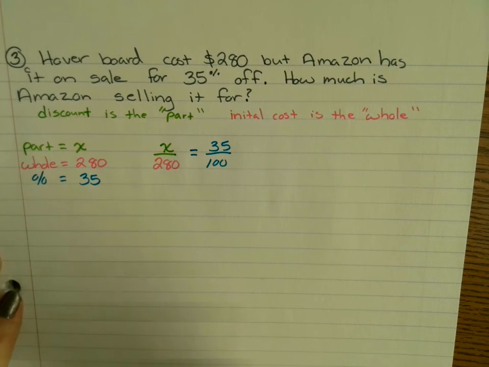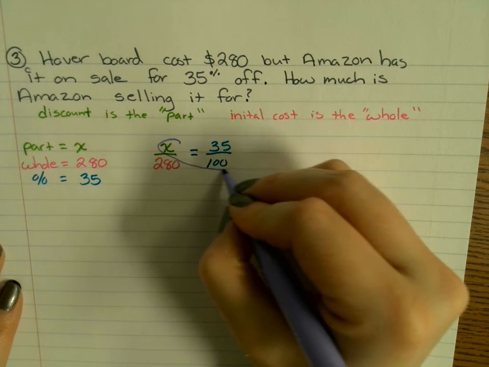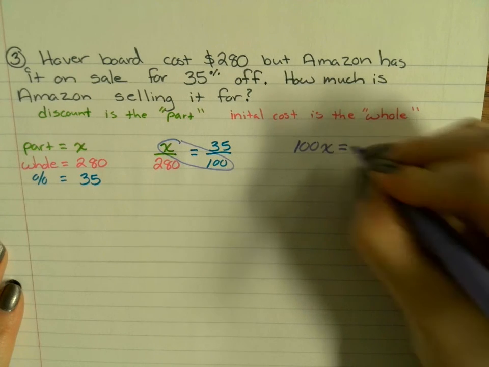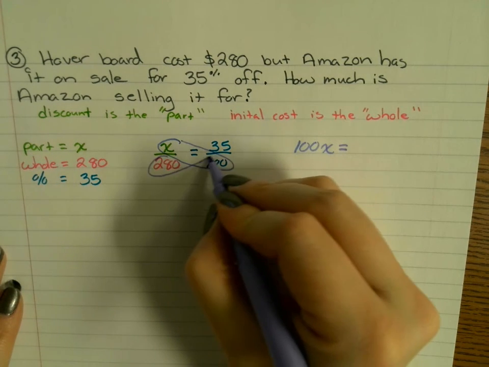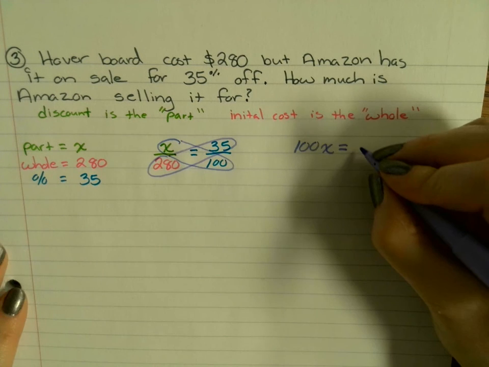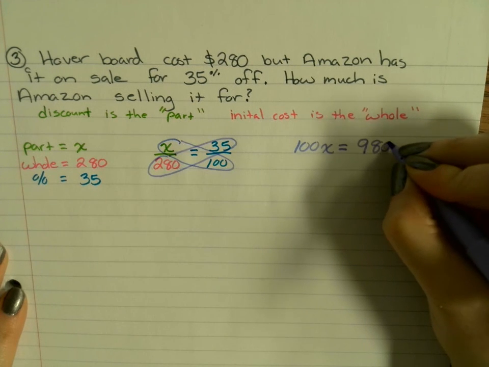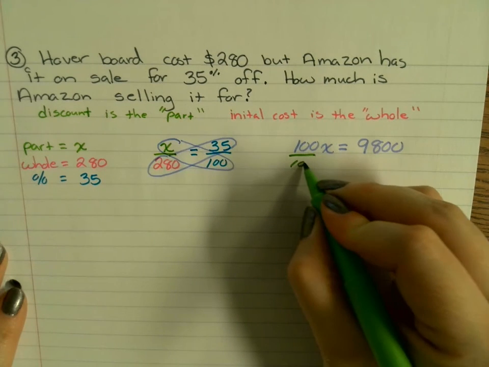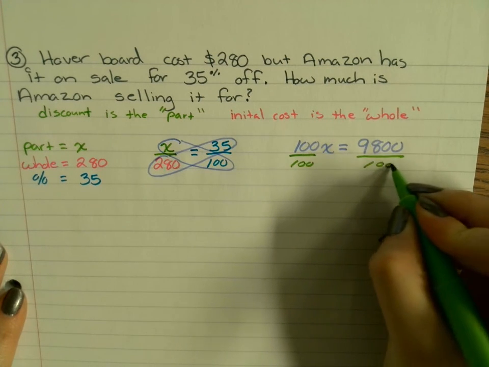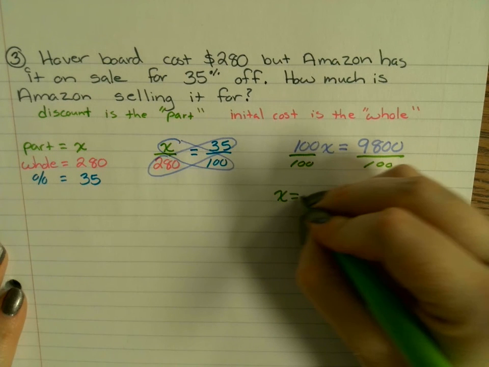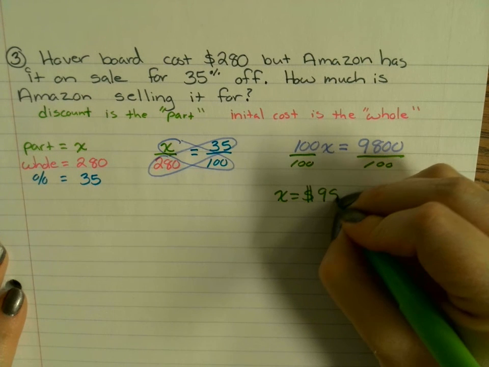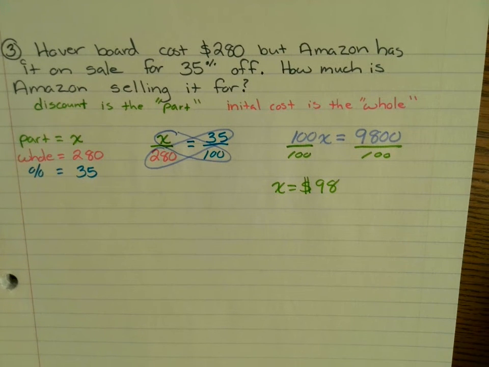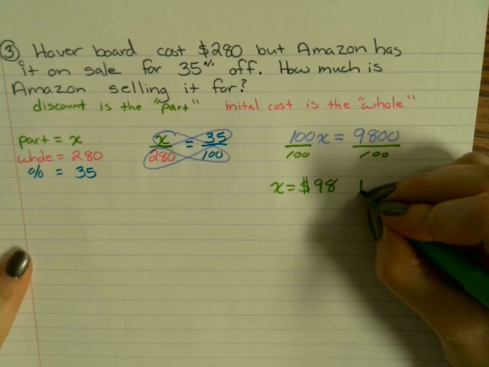Then we just do the cross product. We're going to do 100 times the X, which gives us 100X. We're going to do 280 times 35, which gives us 9,800. Then we just divide both sides by 100. And we're going to get X is equal to $98. Is that how much Amazon's going to sell it for? No. $98 represents the discount off.